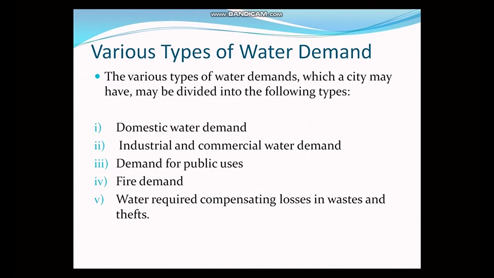There are several types of water demands which a city may have and may be divided into the following types: domestic water demand, industrial and commercial water demand, demand for public uses, fire demand, water required to compensate losses in wastes and thefts.